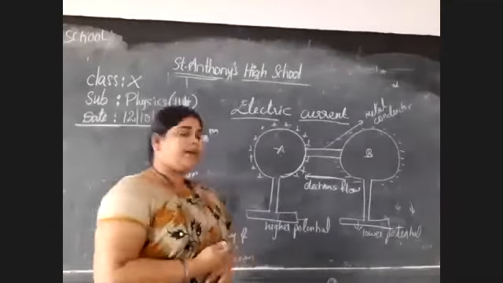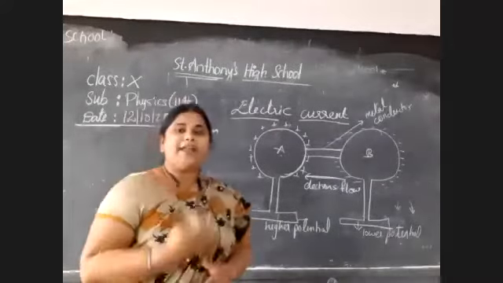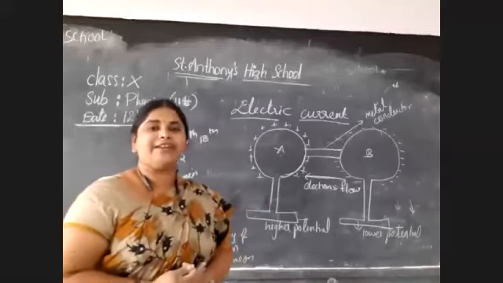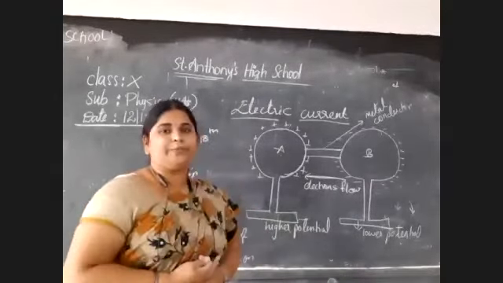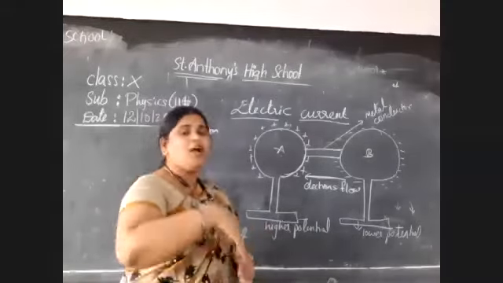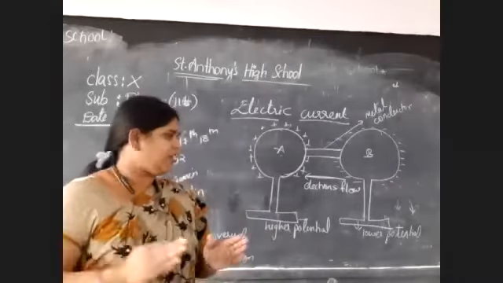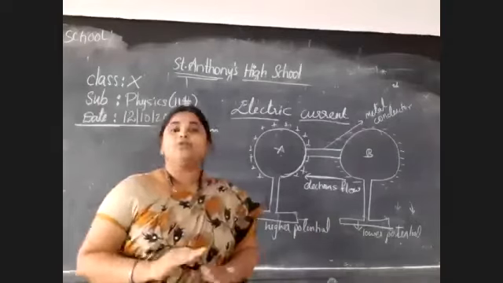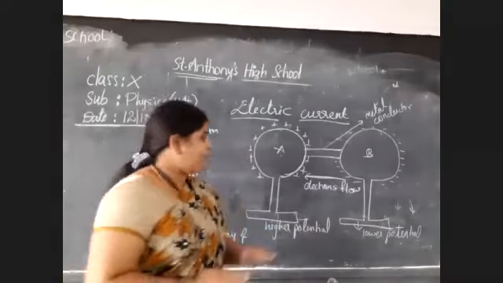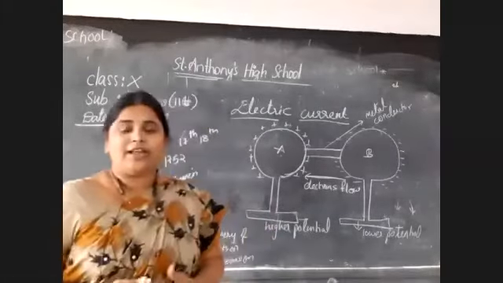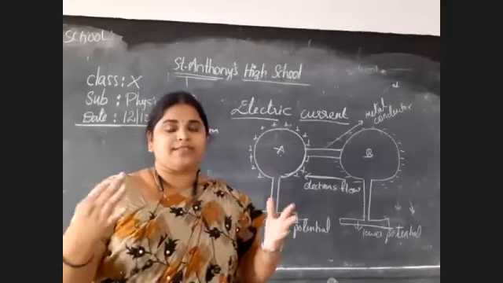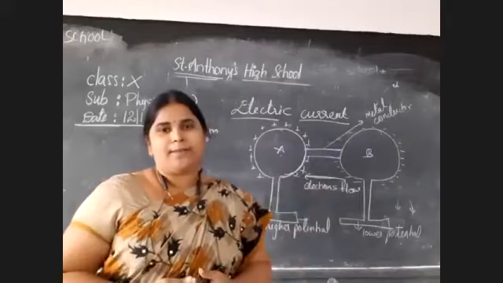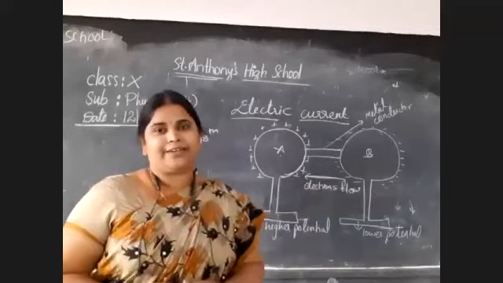So what are we taking conventionally? Conventionally, the direction of electric current is from the positive terminal to the negative terminal, that is, from higher potential to lower potential. There is a lot of confusion, right? But do not get confused. After the discovery of the electron, everybody was so confused, it was a havoc. A lot of problems were created.